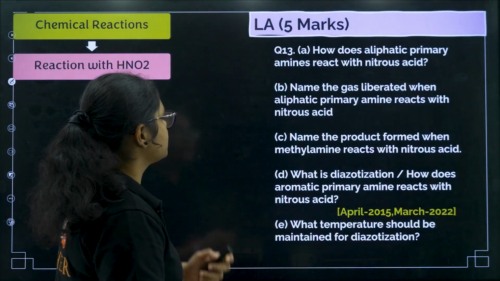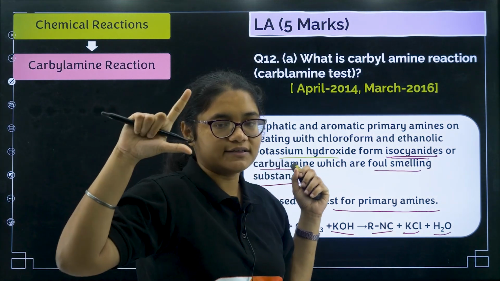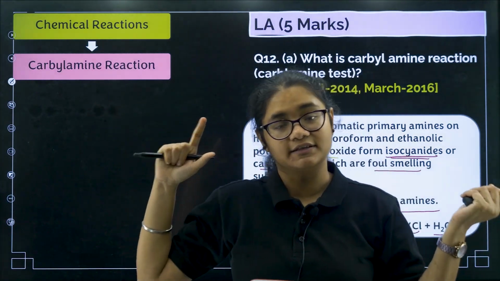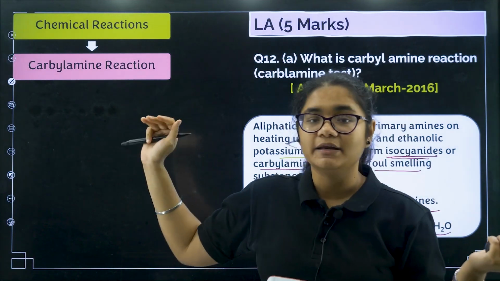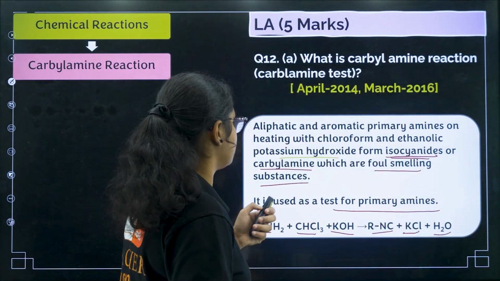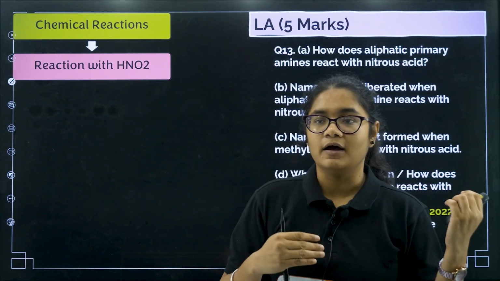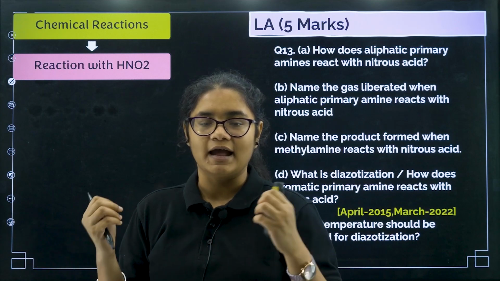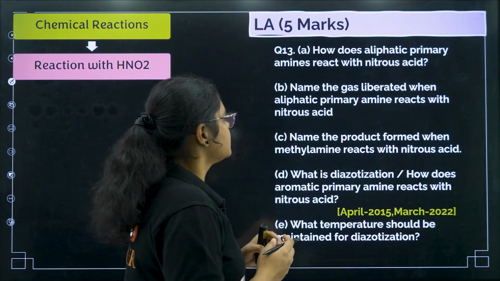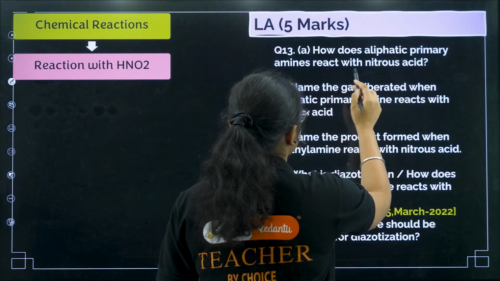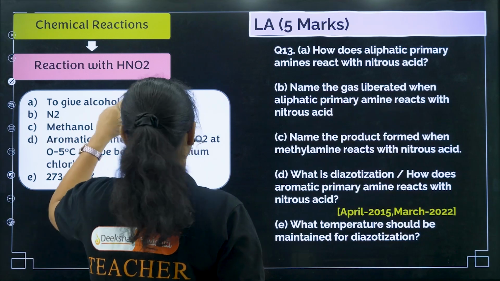Okay, next question number 13. So now we have discussed basicity, alkylation, acylation, the third reaction, then the carbylamine test. Next, the fifth one is your reaction with HNO2. Here you remember, primary amines will give you alcohols and aromatic amines or aniline will give you benzene diazonium chloride. So how do aliphatic amines react with nitrous acid? They react to give you alcohols, right?